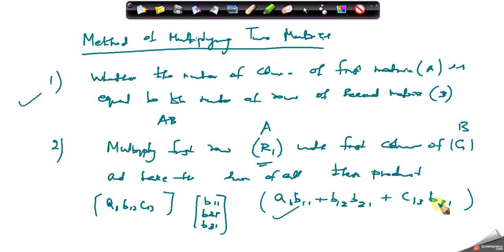So obviously what you have to do is take the first row and then multiply it with the first column. Each element has to be multiplied with the corresponding element: this with this one, this with this one, and this with this one, and then you need to add all those things, which gives the first element of the product matrix. You need to repeat the process for each row as well as each column.